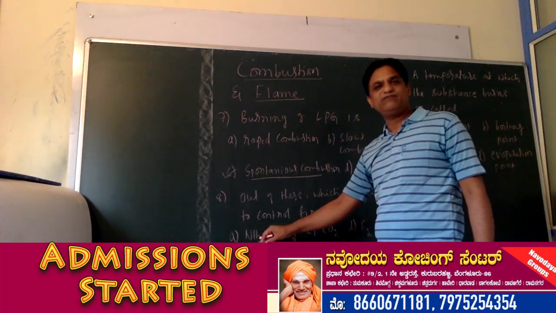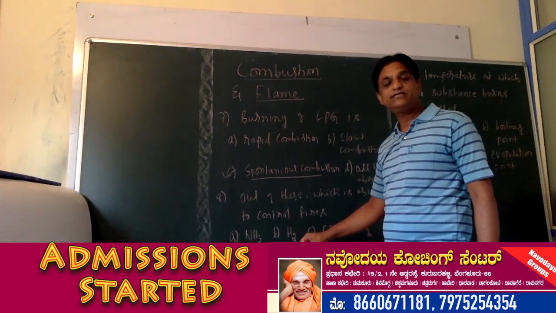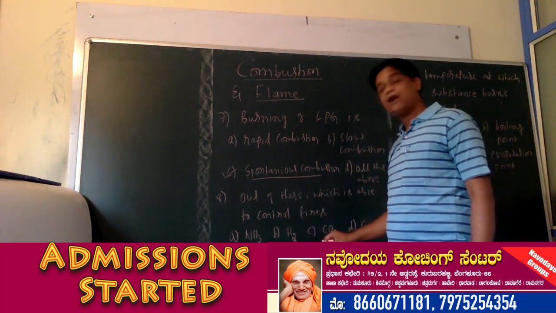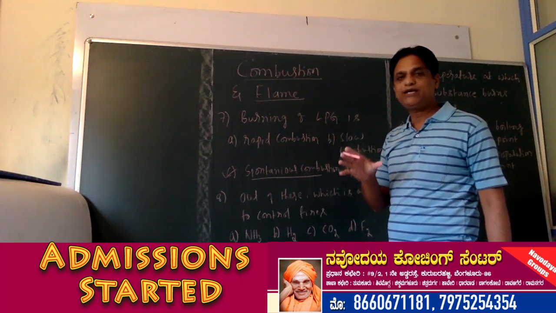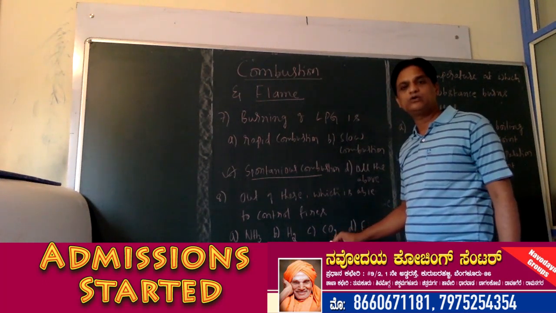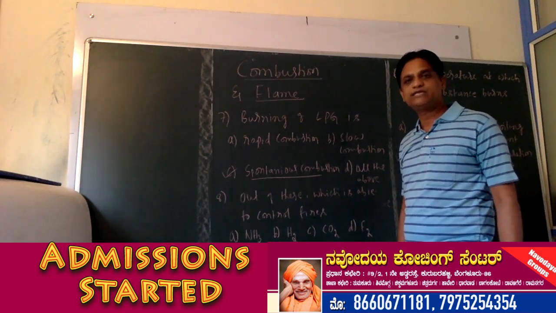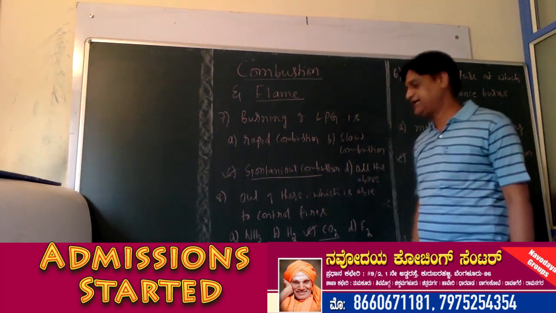NH3 is ammonia, which cannot be used to control fire. It cannot be used as a fire extinguisher. H2, hydrogen gas. It is highly combustible. So if hydrogen gas is present, then fire breaks out rapidly. Carbon dioxide. So we have studied that apart from water, another important substance that can be used to put out fire is CO2, carbon dioxide. Fluorine also cannot be used as a fire extinguisher. So the answer is carbon dioxide.